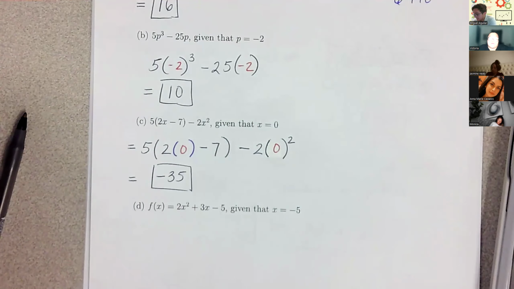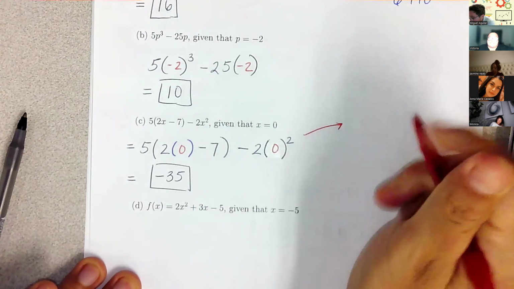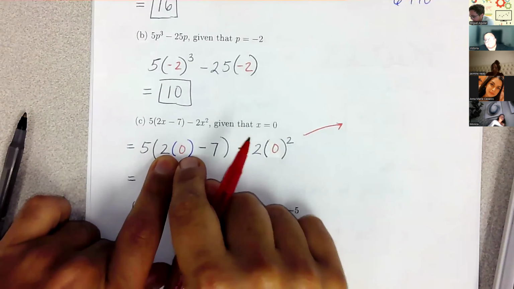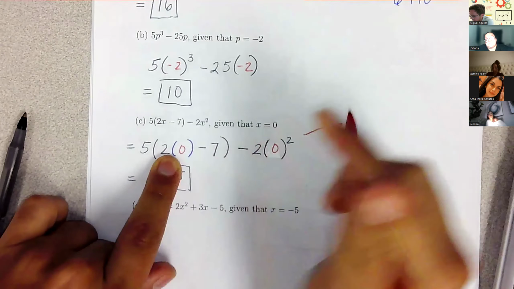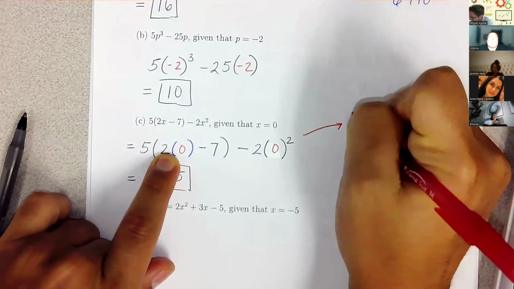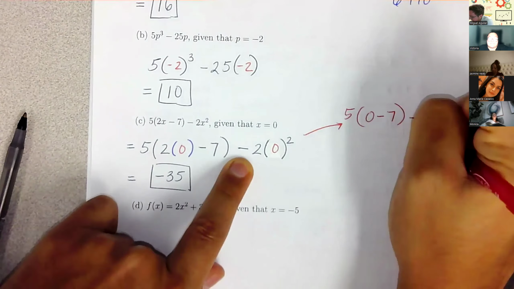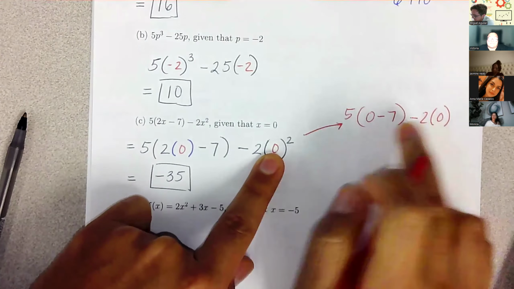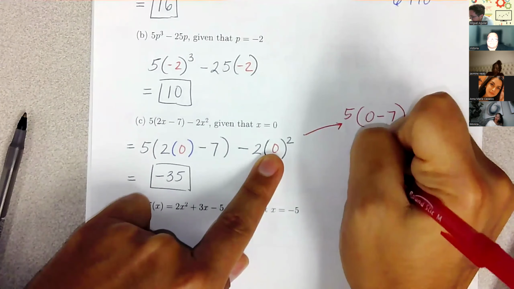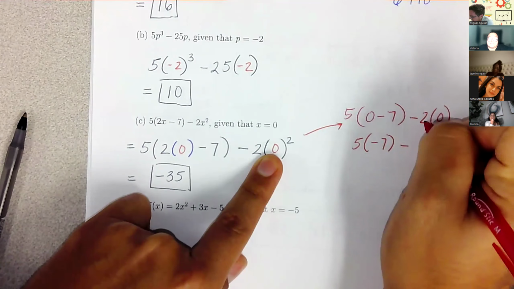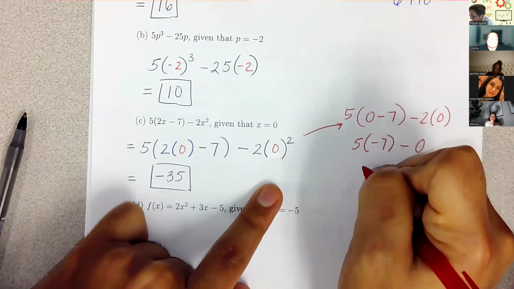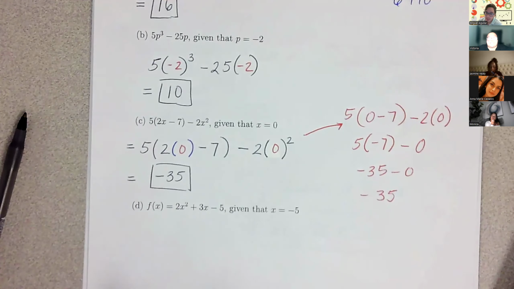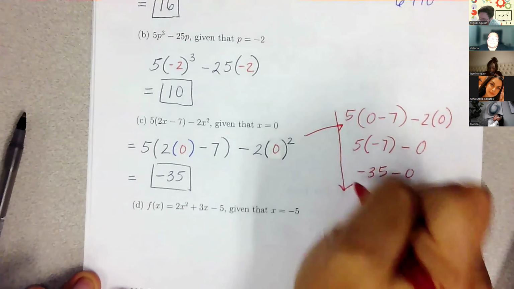Isn't that easier than doing your order of operations? Most definitely. If you didn't have the calculator, again, you can do it the long way, but you have to say, okay, do my parentheses first. So 2 times 0 is going to be 0. That's 0 minus 7 times 5 minus 2 times 0 squared is 0. So I've taken care of the exponent. Need to take care of this parentheses. That's going to be 5 times -7 minus 2 times 0 is going to be 0. This is going to be -35 minus 0, which is -35. Right? Nobody has time for all of this mess.